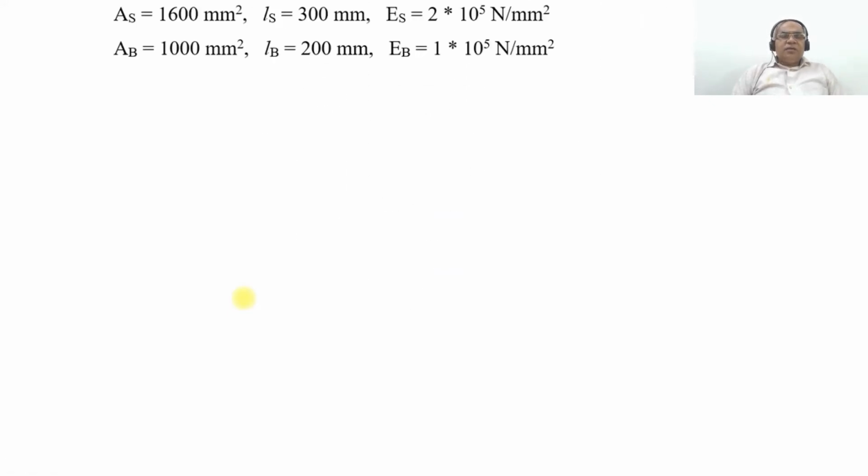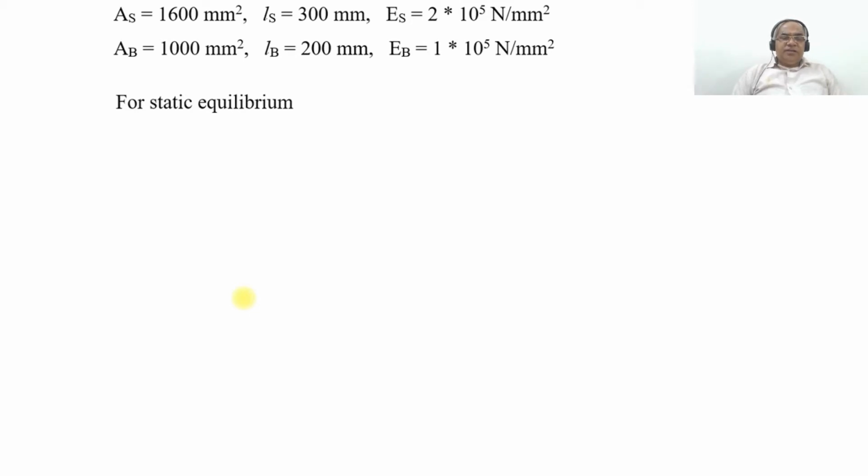the data given: AS is equal to 1600 mm square, AB is equal to 1000 mm square, length of steel bar is 300 mm and length of brass bar is 200 mm, Young's modulus of steel is 2 into 10 to the power of 5 Newton per mm square, and Young's modulus of brass rod is 1 into 10 to the power of 5 Newton per mm square.